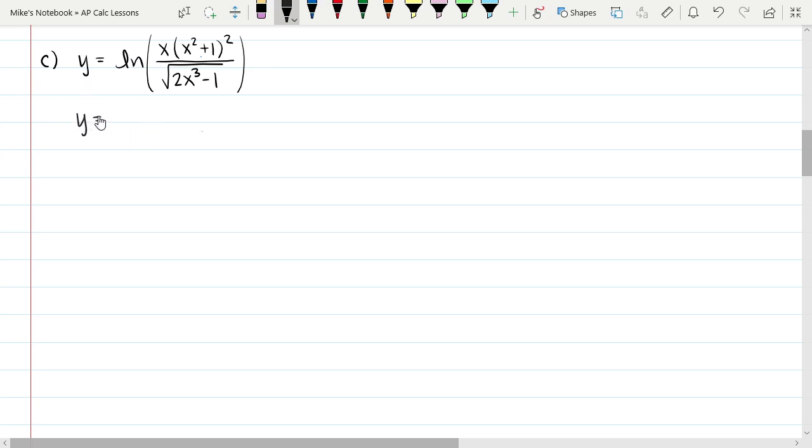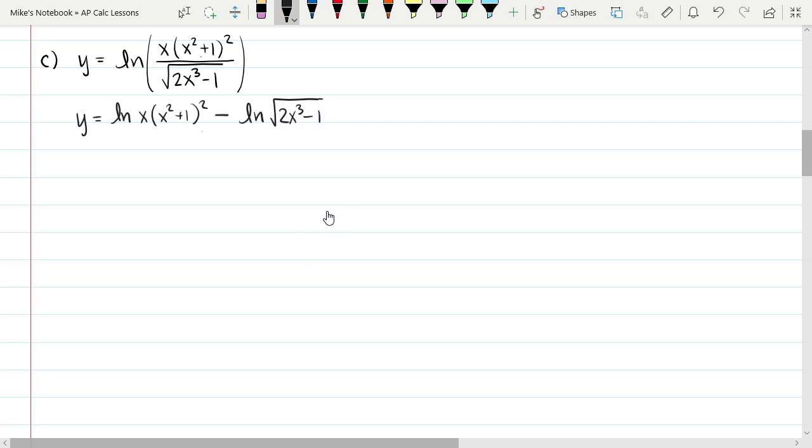I am not putting y prime yet because I'm not yet finding the derivative. I'm just trying to rewrite this log expression using log properties. I'm expanding it using log properties because that's going to allow us to find the derivative term by term. Remember, the log of a quotient is the log of the numerator, so that's the log of x times (x squared plus 1) quantity squared, minus the log, or in this case the natural log, of the denominator, which is the square root of 2x cubed minus 1.